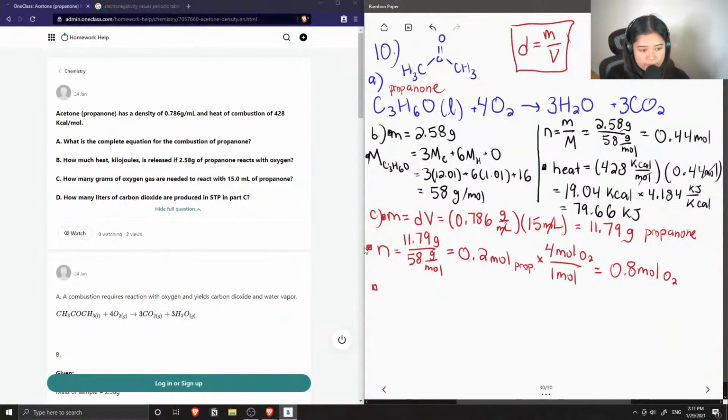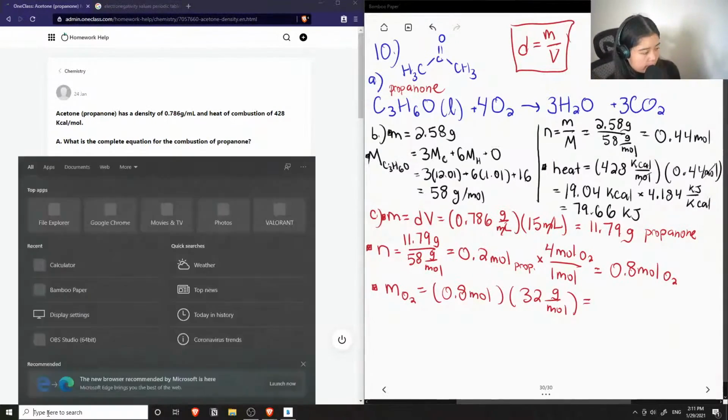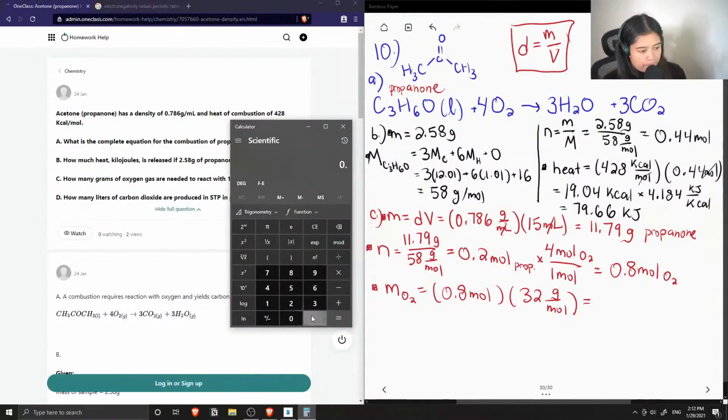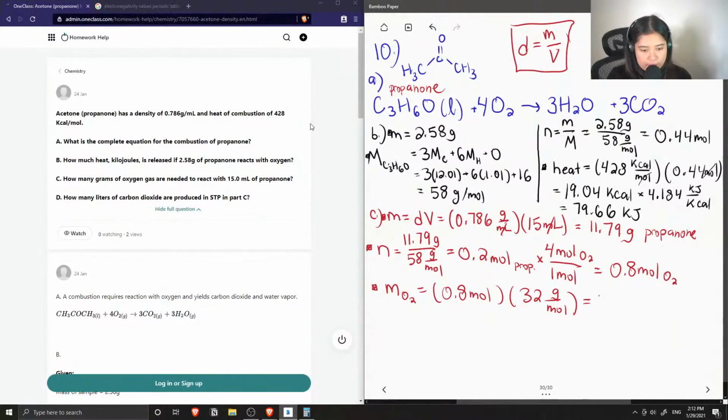And finally, we can calculate the mass of O2 by multiplying these number of moles by O2's molar mass. So 0.8 moles of O2, and the molar mass of O2 is 32 grams per mole. So then we get, let me calculate this here, 0.8 times 32, around 25.6 grams of oxygen. Let me circle our answers. This was the answer for part 2.